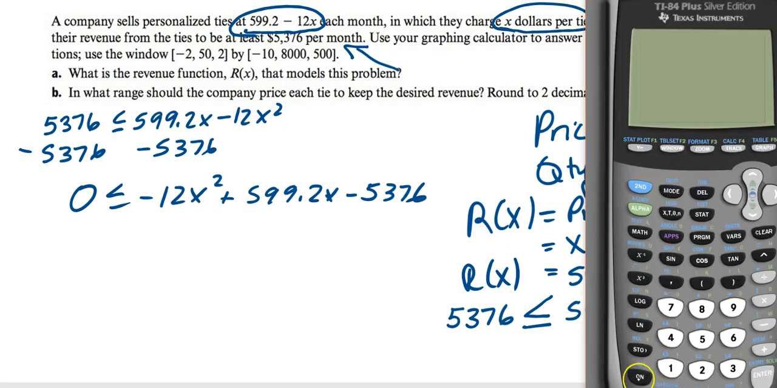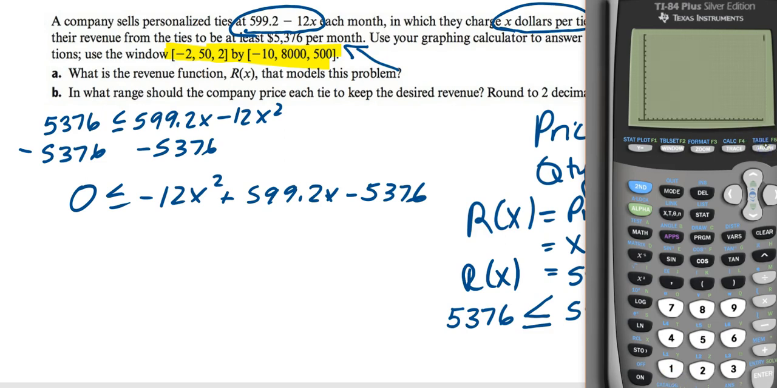Get those graphing calculators out, and let's enter our inequality into our grapher. So I've entered it in for y1. y2, we're going to always set equal to 0. Then we can use our intersect. We're going to change our window. And they gave us the window in our problem. So we're going to say -2, that's our x-min, 50, x-max. Our scale is 2 for the x-axis. Y-minimum, -10. Y-maximum, 8,000. And your Y-scale, 500.